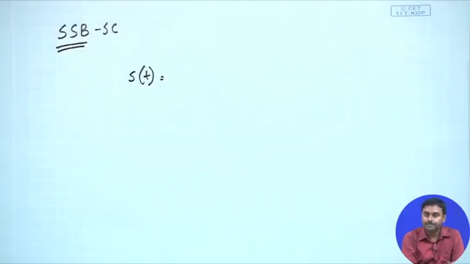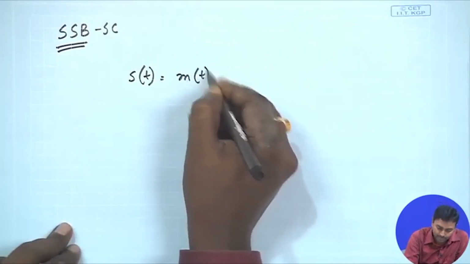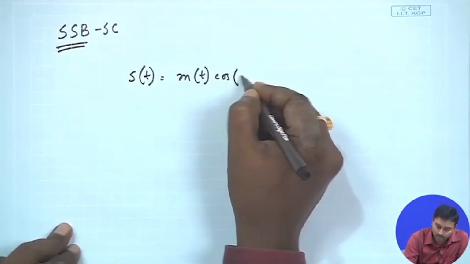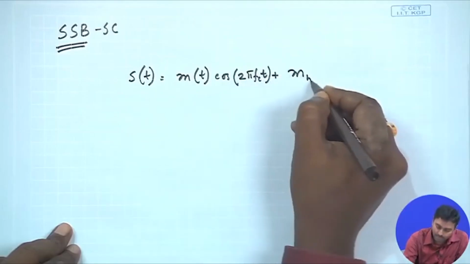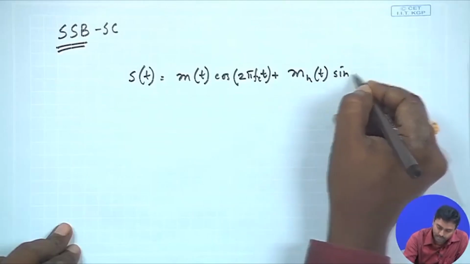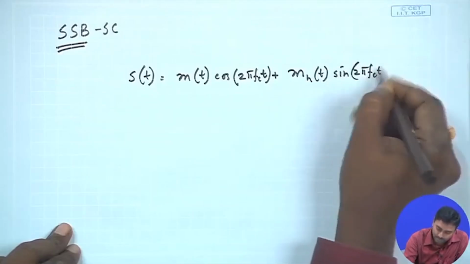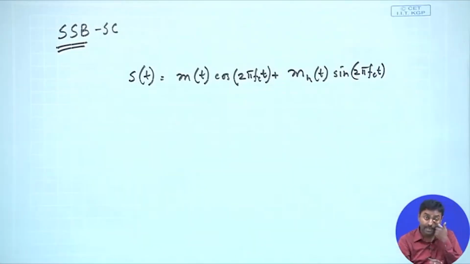Okay. So, for SSB, what we need to do is again a similar thing. Okay. So, we have to actually define a signal for SSB, which is nothing but m(t) cos 2 pi fc t plus m_h(t) sin 2 pi fc t. This can be plus or minus depending on upper sideband or lower sideband which we are transmitting. Okay.